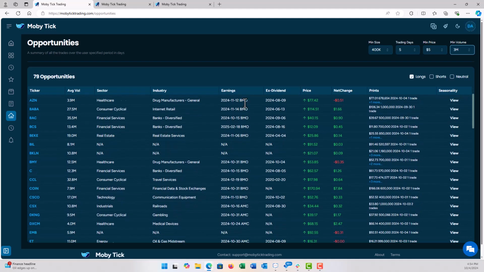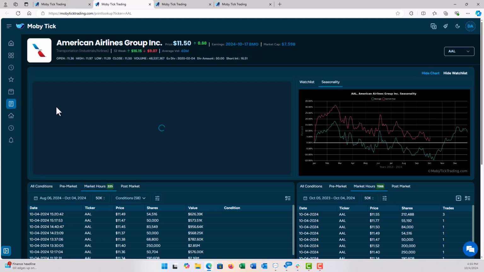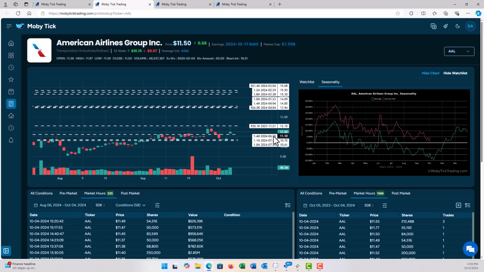So if we were looking for a long, then what we could do is if we click AAL here, it's going to take us to the print lookup. And what this shows us by default, we have our seasonality chart that's here. But this is showing us by default the last 10 biggest trades in the year. So we can see when this loads, it gives us 1 year's of data. And by default, it's 50,000 shares and up, but it's taking the largest trades.